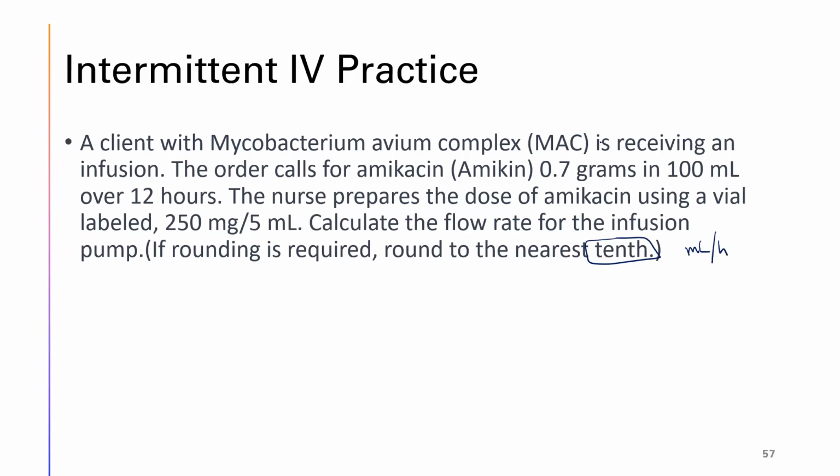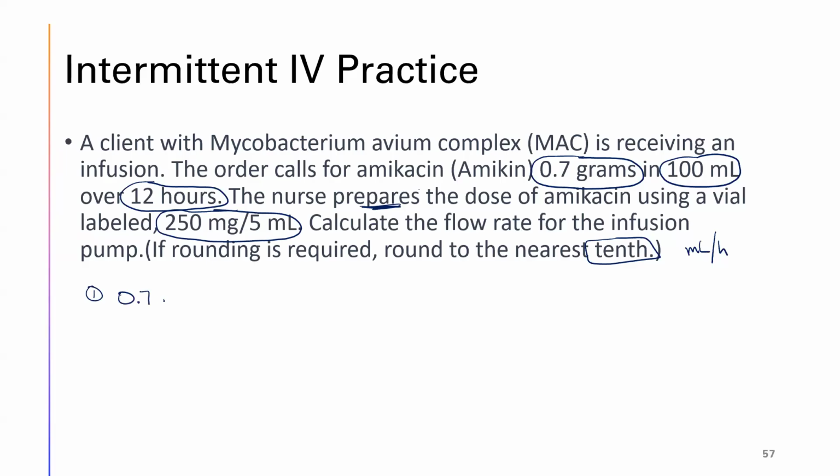So, a client with all of this. The order calls for the medicine 0.7 grams. That's in the 100 milliliters over 12 hours. The nurse prepares a dose of whatever, using a vial that's labeled 250 milligrams per 5 milliliters. Calculate the flow rate. So, since they gave you the medicine, it doesn't say that it's already been prepared. You are preparing it now. So first step is to do the little dosage problem.